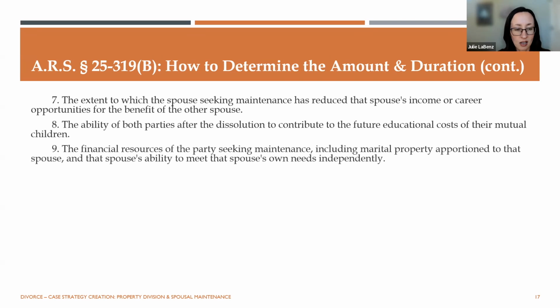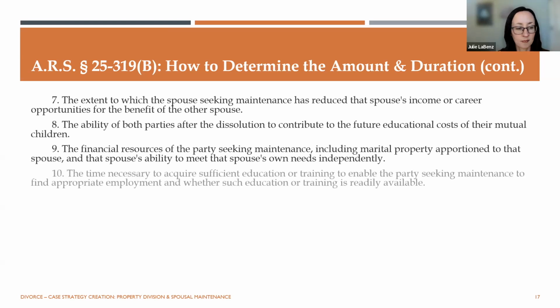Number 9, the financial resources of the party seeking maintenance, including marital property apportioned to that spouse, and that spouse's ability to meet that spouse's own needs independently. So this is where the court looks at what you're getting in the divorce and throws that into the spousal maintenance analysis.